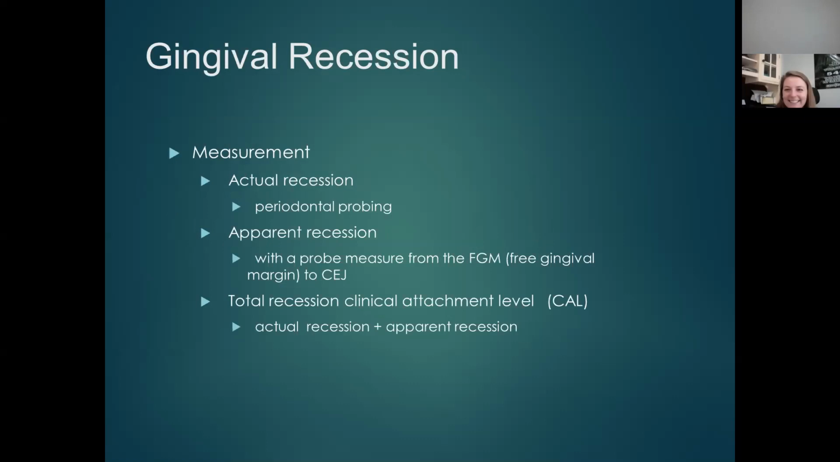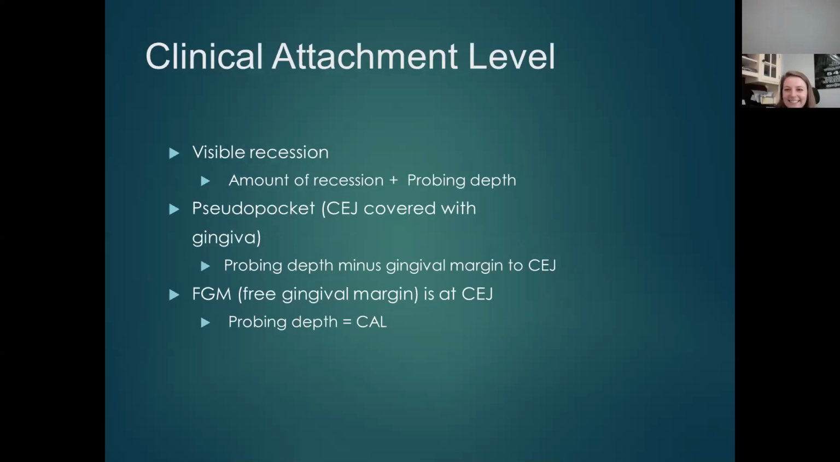You can see the CEJ. Then we have apparent recession, and that's when the probe measures from the free gingival margin to the CEJ. So that's like that hidden recession, all right? Then you've got your total recession, which is the clinical attachment level. So that's the actual recession. Where is the CEJ? Where is the gingival margin compared to that? You've got your visible recession. You can see where that CEJ is. That's the amount of recession plus the probing depth.